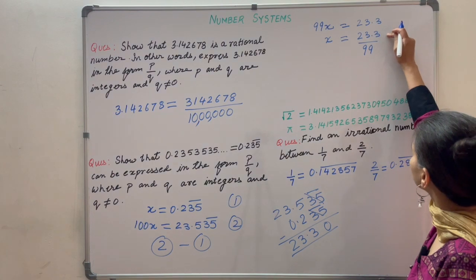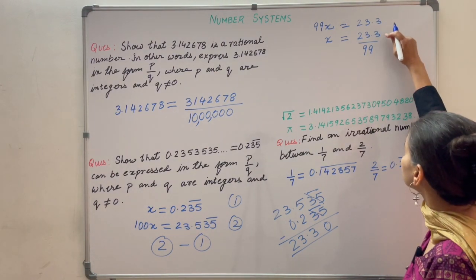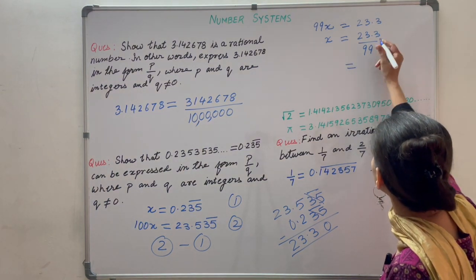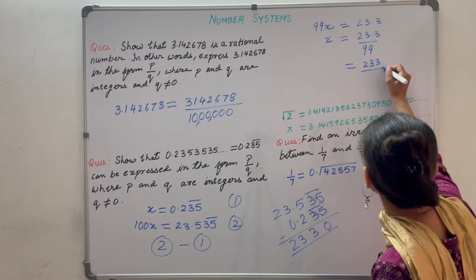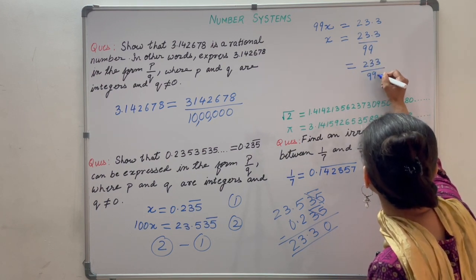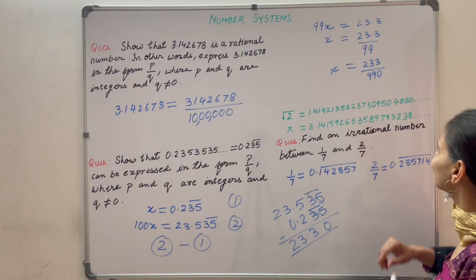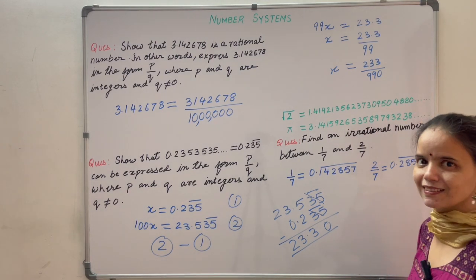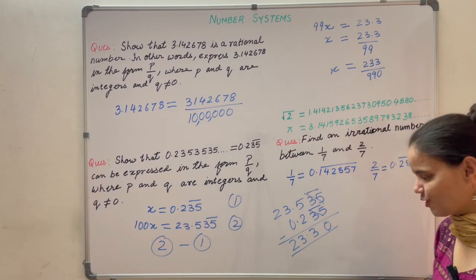So this has to be integers. This is a decimal number. To convert into an integer, I will multiply both numerator and denominator by 10. So when you multiply both numerator and denominator by 10, here you will get 233 and in the denominator you will get 990. So the rational number is 233 upon 990. If you divide this, you will get the same decimal expansion.